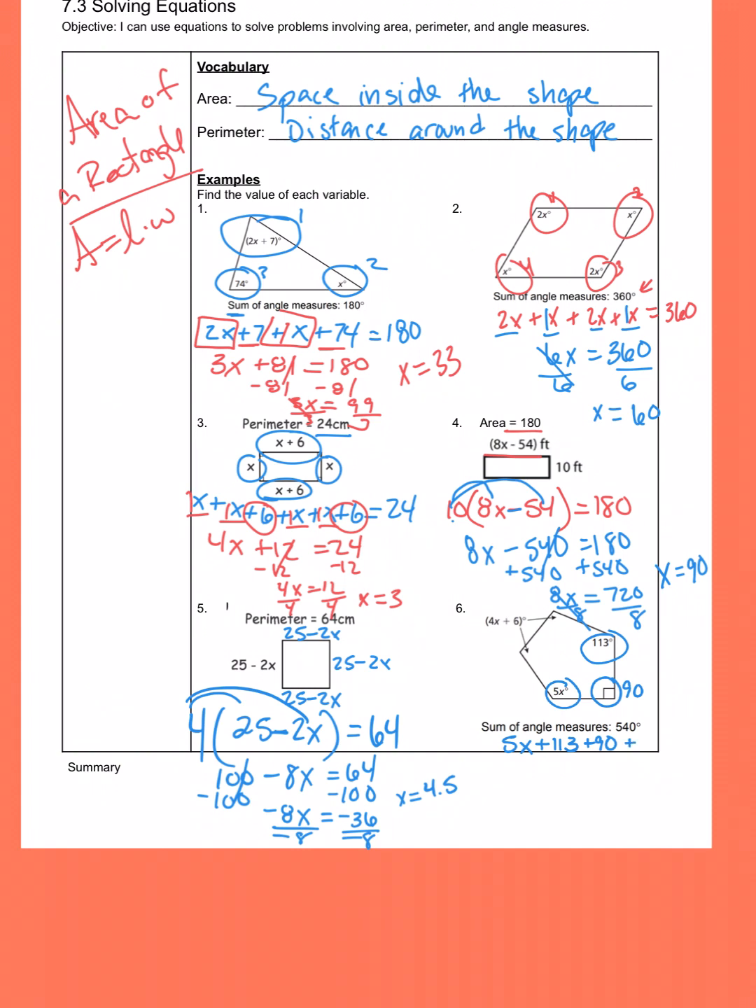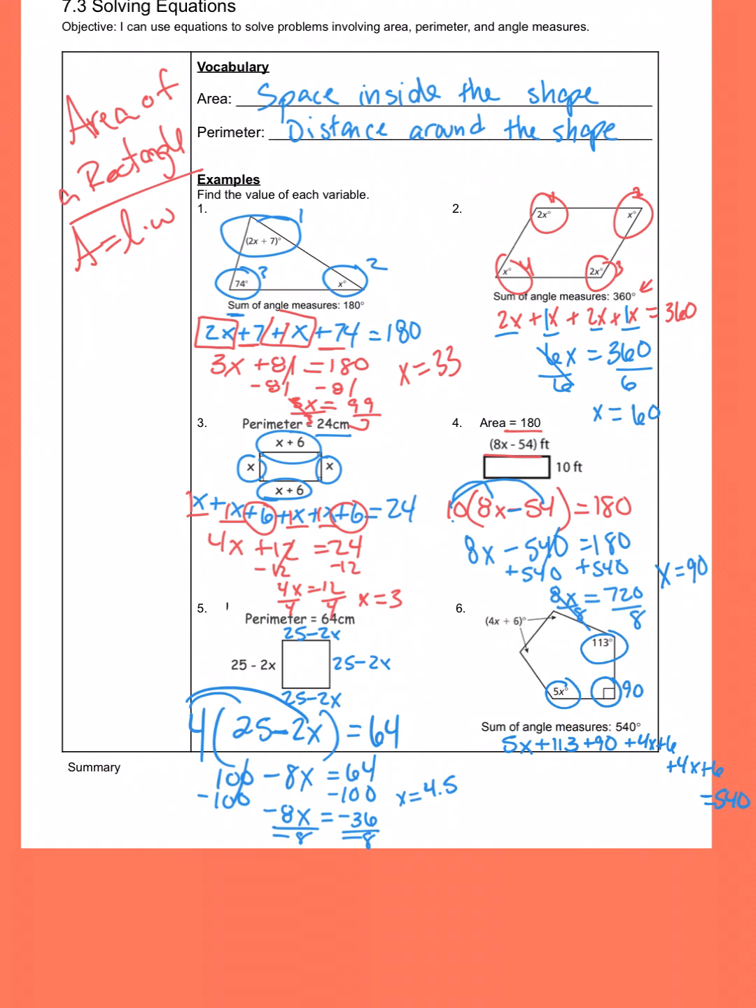plus, notice how this points to both angles. So I've got two angles that are 4x plus 6. So I've got a 4x plus 6 plus another 4x plus 6, and that all has to equal 540.